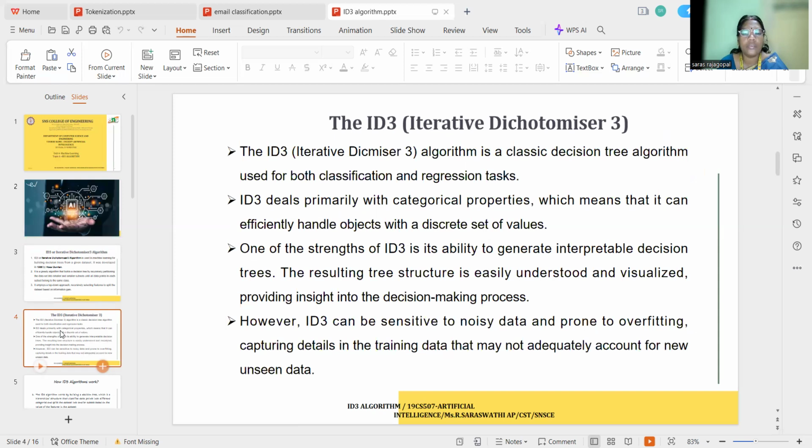One of the strengths of ID3 is the ability to generate an interpretable decision tree. The resulting tree structure is easily understood and visualized. ID3 can be sensitive to noisy data and prone to overfitting, capturing details in the training data that may not adequately account for new unseen data.